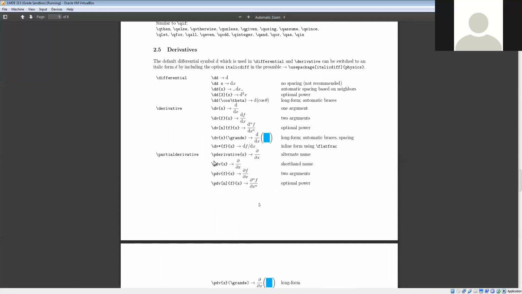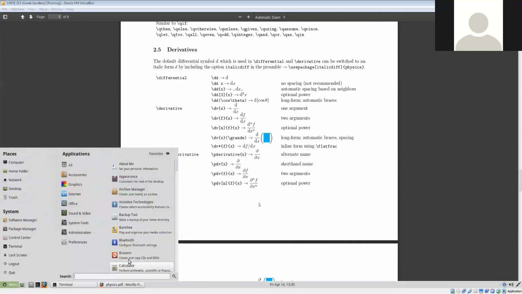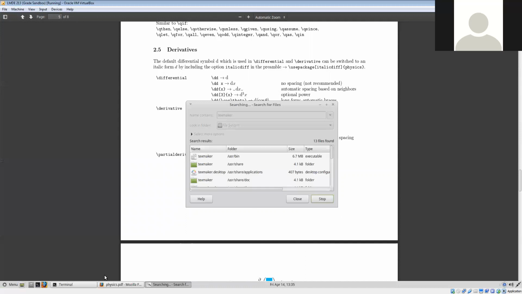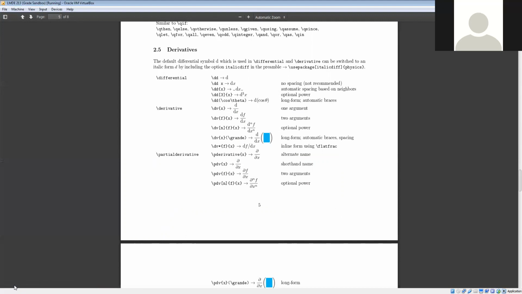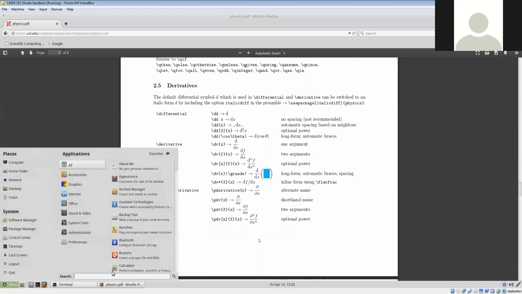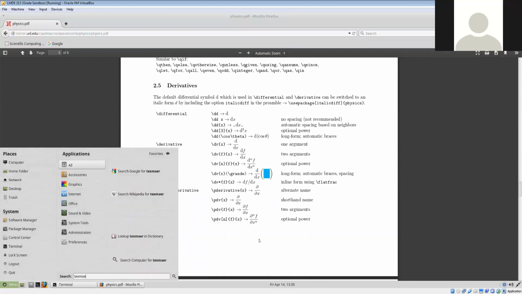So let's open up a new TeXmaker. Oh, that's the wrong one. There we go. New TeXmaker document. Try this one. Could not open documents. I always do that. Let's get rid of that.